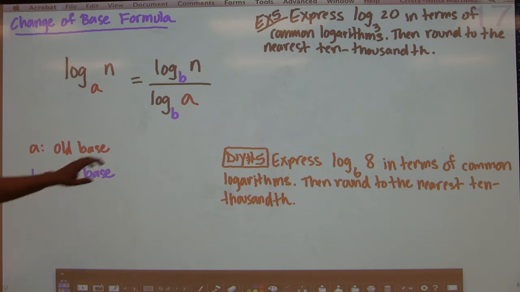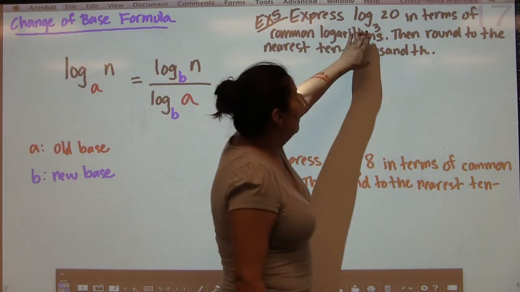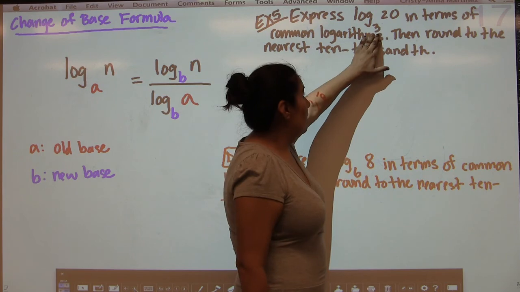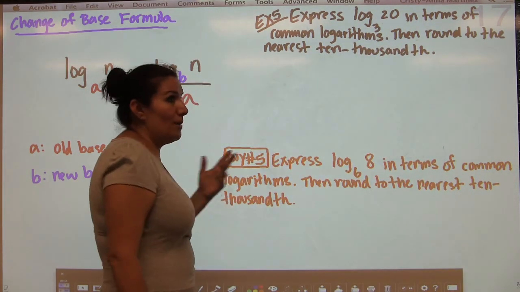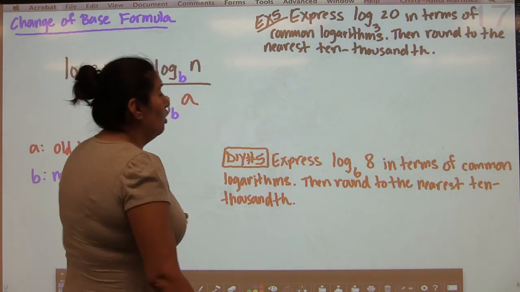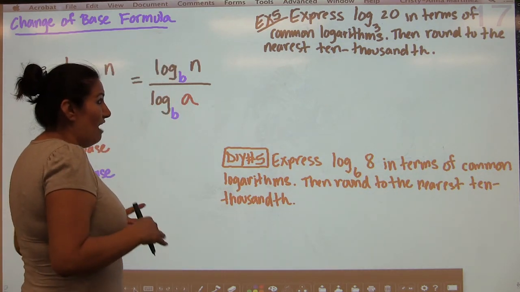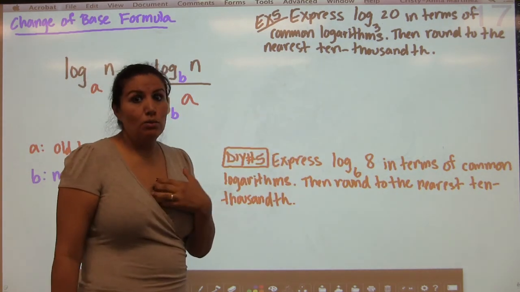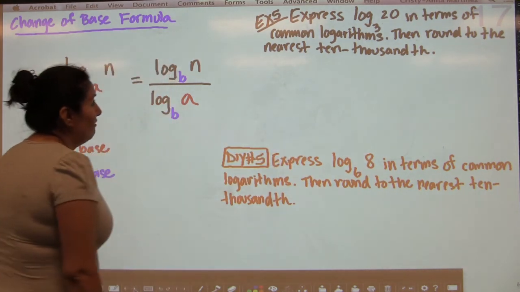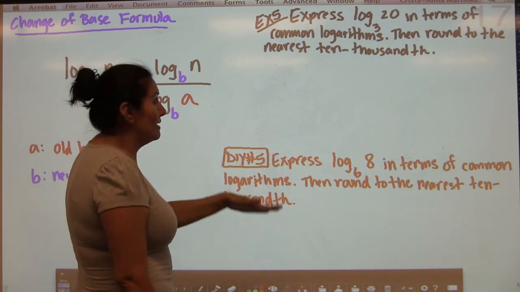For example, in this example here, they want us to go from log base 3. They want me to know what log base 3 of 20 is. So they want to know 3 to what power is 20. But 3 to no power is going to be exactly 20. So we have to kind of figure out what that's going to be. So I have to be able to put it in the calculator because they want me to round to the nearest 10,000. But my calculator doesn't work in base 3. So what I have to do is change it from a base 3 to a base 10.